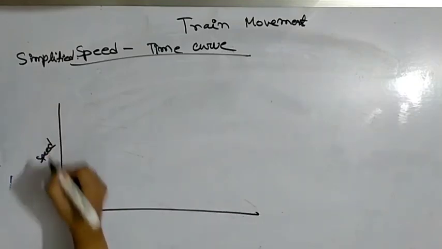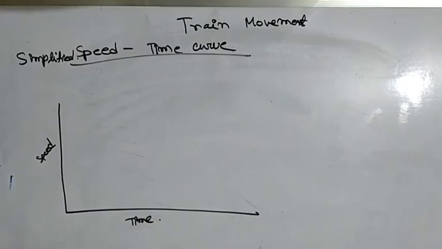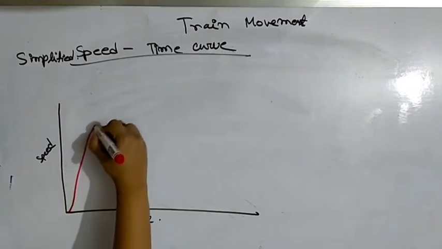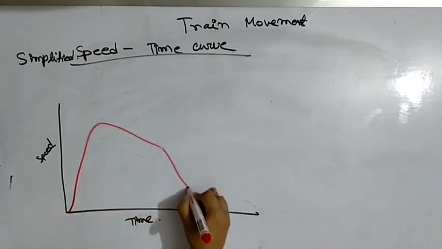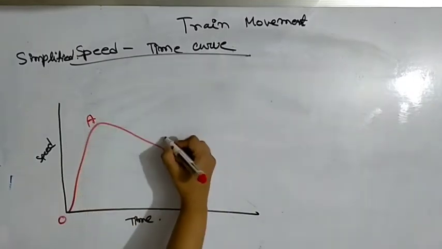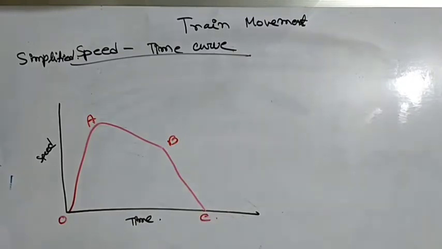So this axis represents speed and this axis represents time. And this is O, this is A, this is B and this is C. Now OABC is the actual speed time curve. And the basis of constructing the simplified curve is to keep both the acceleration and retardation values the same, and the areas under the actual and simplified curves, that is the distance between stations, also the same.